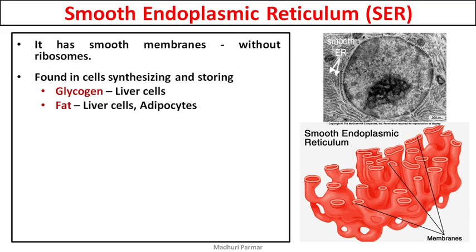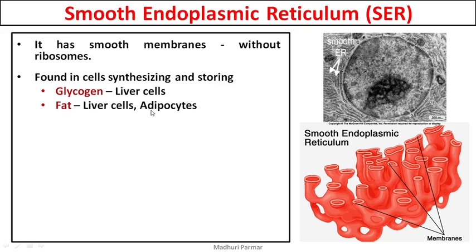Second thing, fats are synthesized and stored in liver cells. Again, hepatocytes. I'm mentioning liver cells so that it is easy for you, but later on, I will keep on introducing the proper scientific term for liver cells, which is hepatocytes. So in hepatocytes, some amount of fat is stored and a lot of fat is synthesized. So synthesis and storage of fat in liver cells is done by SER.